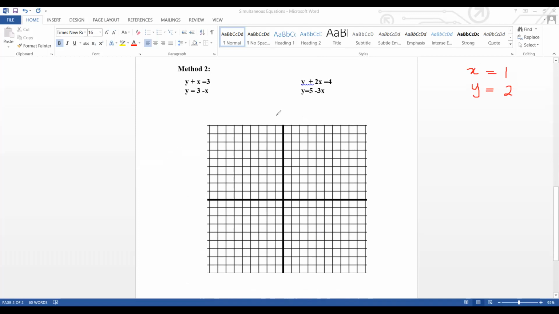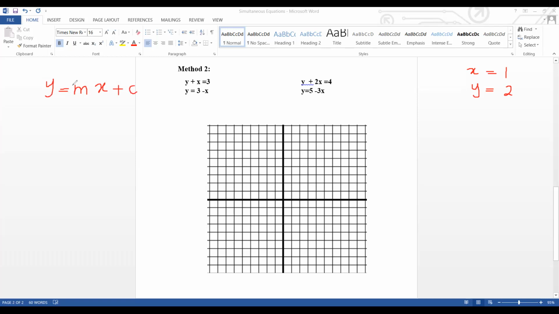Now we know when we are doing graphs, we use the standard form y equals mx plus c. This is what we apply for the straight line graph.